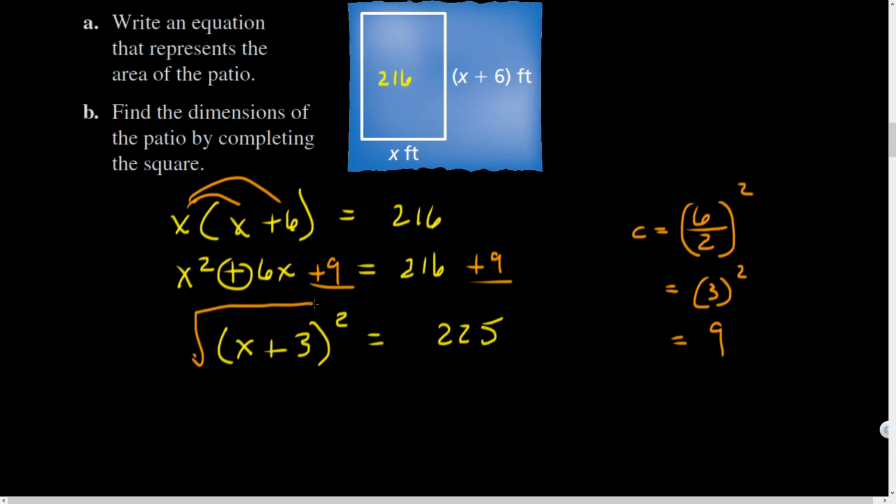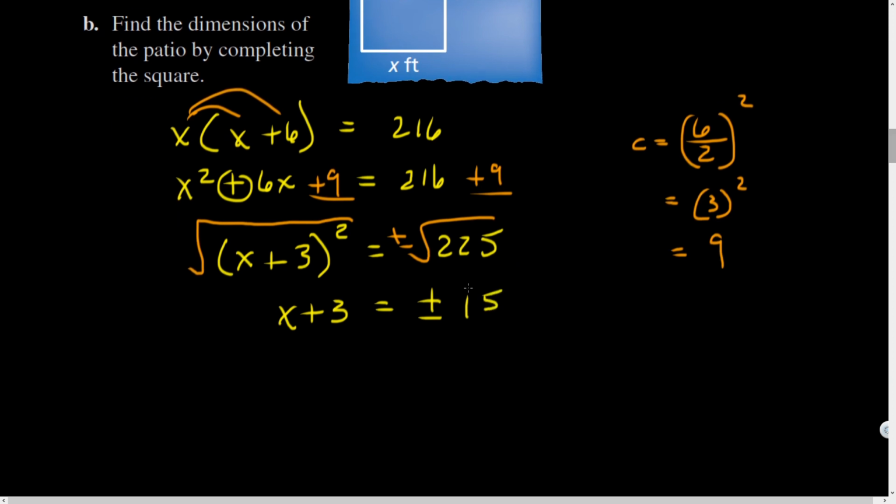So in order to solve for x, I can, let me get rid of this little dot. Root both sides, plus or minus. Don't forget it. And I got x plus 3 equals plus or minus square root of 225. I want to say 15, but I've been wrong. It's 15. And now I can solve for x. Just subtract 3 from both sides. And x equals, so two answers. Negative 3 plus 15 is 12. And negative 3 minus 15 is negative 18.